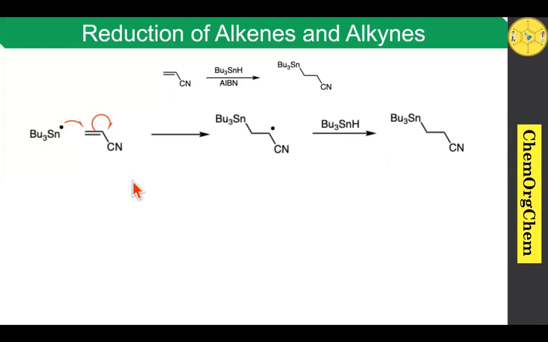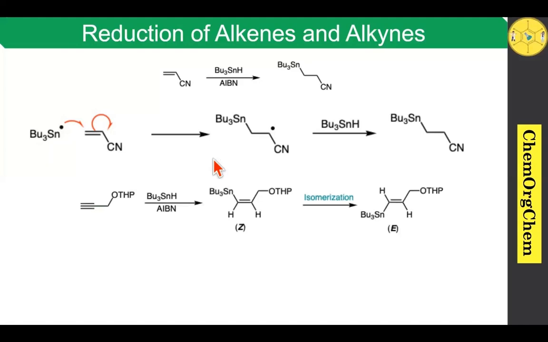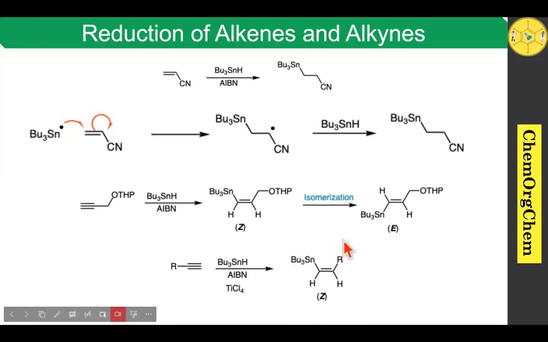Just like alkenes, alkynes also undergo a similar type of reaction. For example, when you take this substrate and use tributyltin hydride and AIBN, it readily produces the corresponding Z alkene. This Z alkene readily isomerizes under the reaction conditions to produce the E alkene product. If you want to stop at this step, you can use a Lewis acid like titanium tetrachloride, which restricts the isomerization and produces the corresponding Z alkene product.